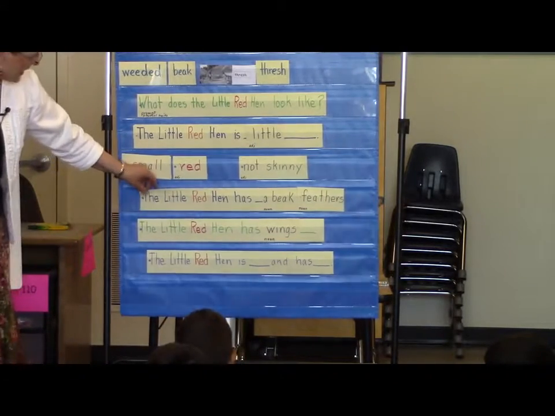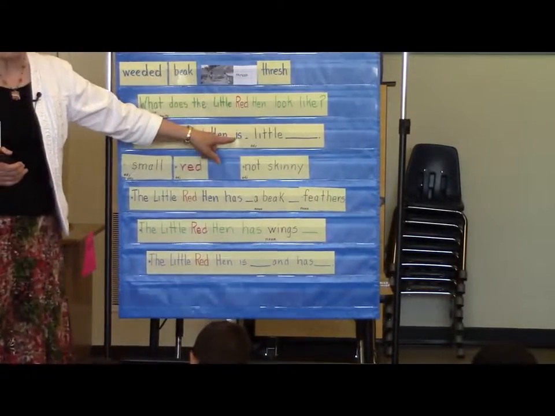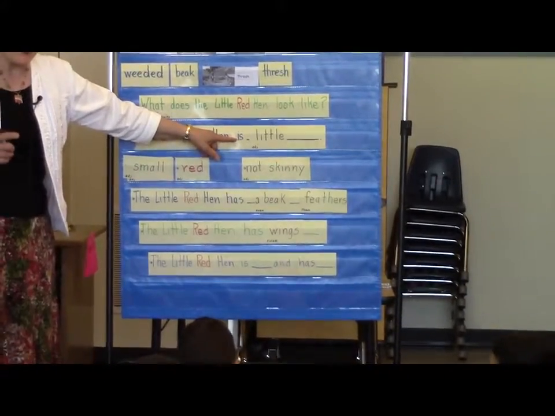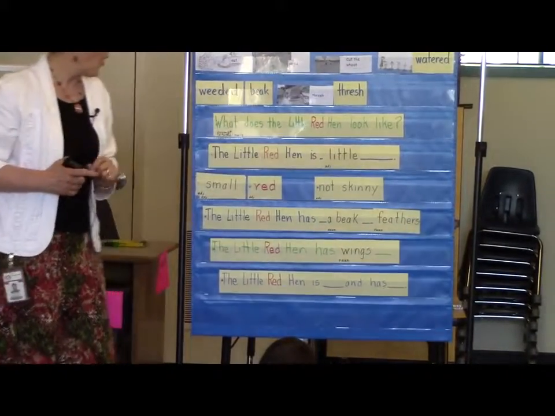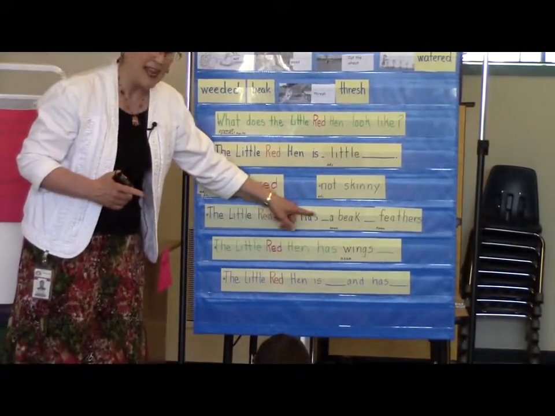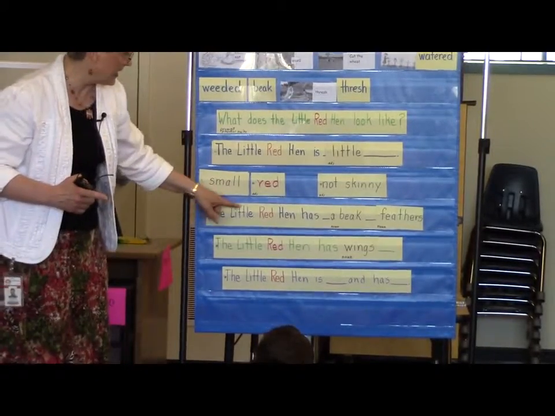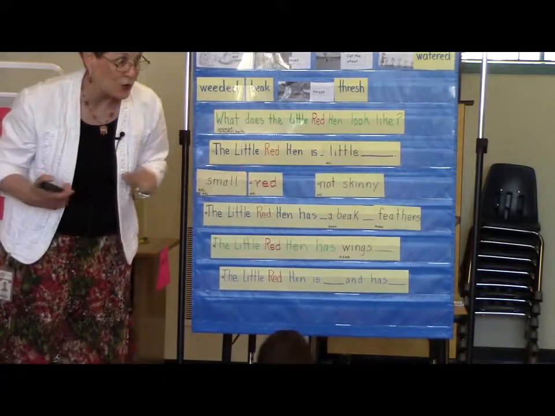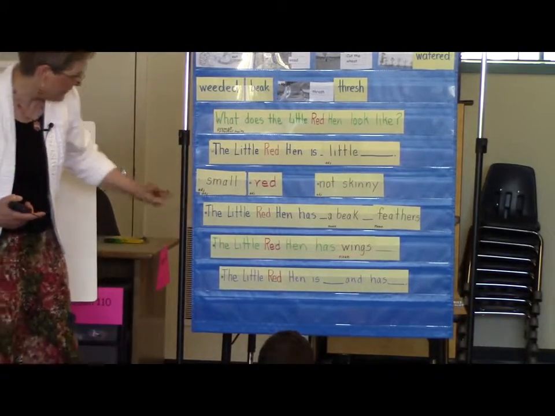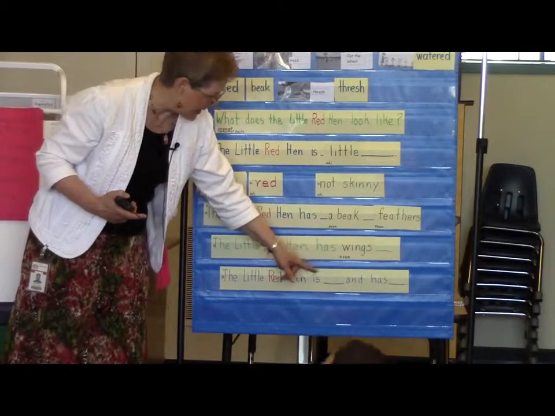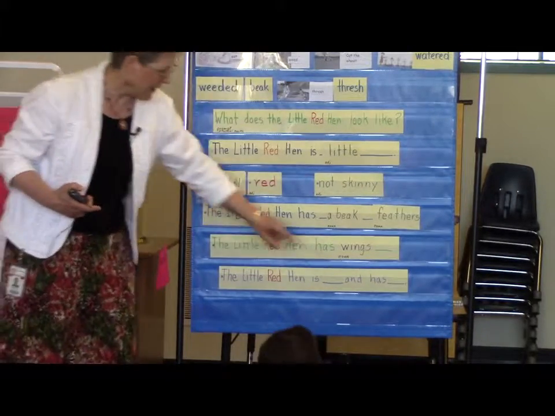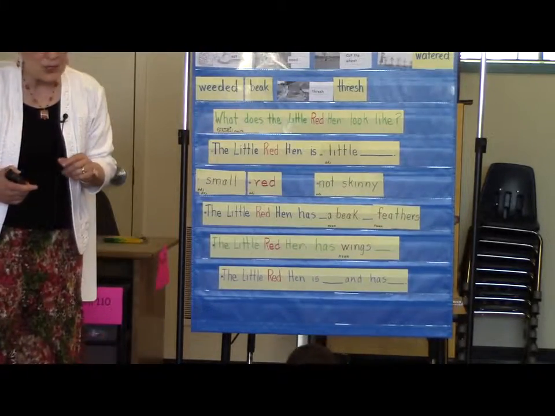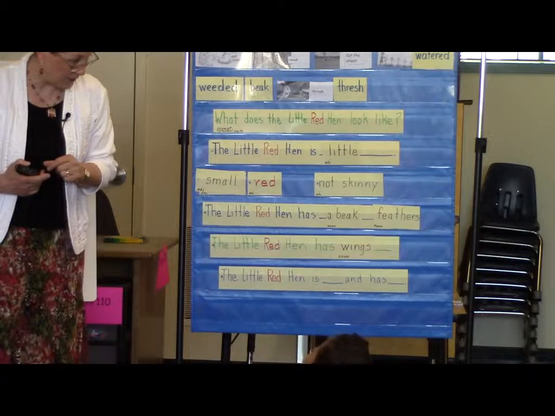Now, you can say, the little red hen is, everybody say that, the little red hen is little. Or you can say, the little red hen has, everybody try it, the little red hen has a beak. And if you want to say, and feathers, you can. Or you can say, the little red hen is little and has wings. Do you see how that works? So you can give the answer any of those ways.